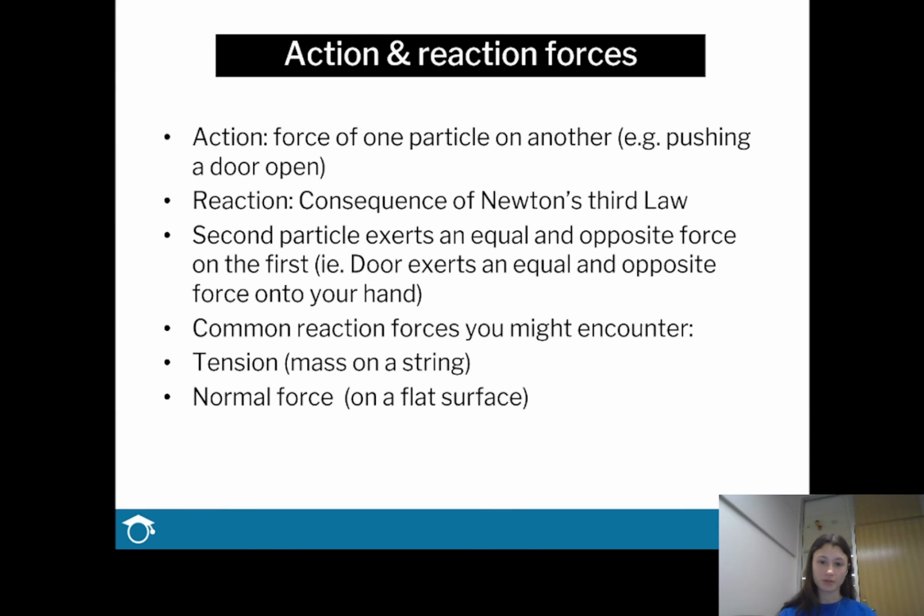So, action and reaction forces are a point on your syllabus. An action force is the force of one particle on another. Maybe you're pushing a door open. And the reaction is when the second particle exerts an equal and opposite force on the first. So what that means is that if you push the door open, the door pushes on you with the exact same force in the exact opposite direction.